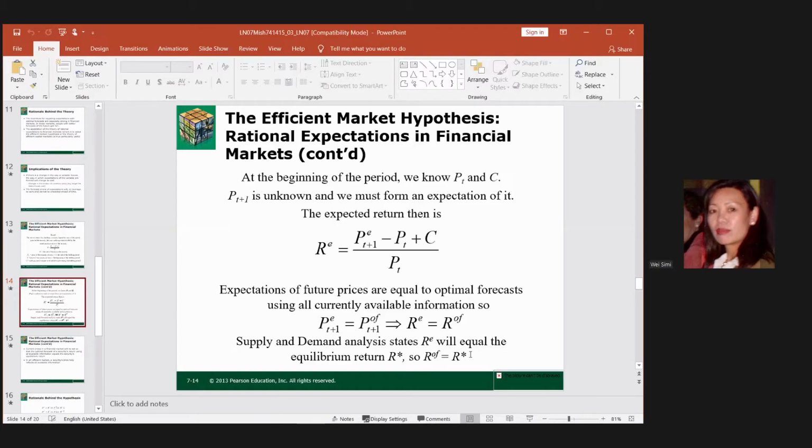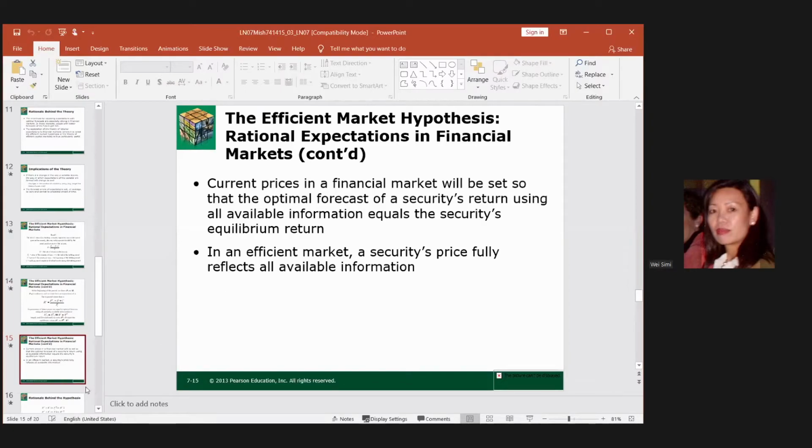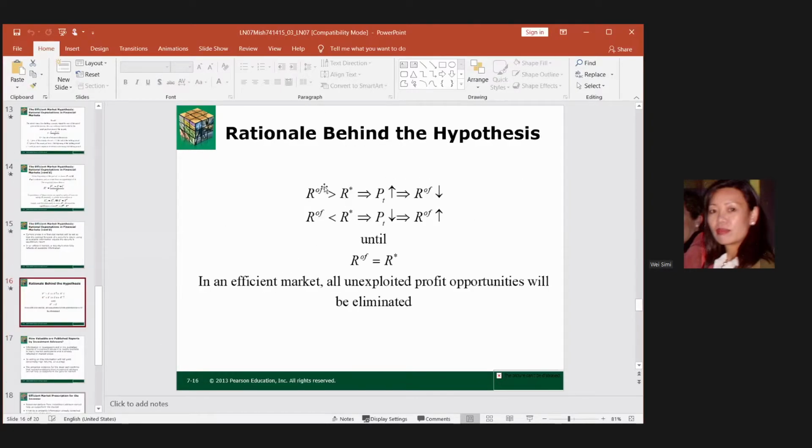But let's say why it is. What if not? Let's just leave this one for now and argue here. Let's say now they are equal. Remember, before we said they should be equal. So if they are equal, this is an important piece. If the optimal forecast return is, let's say, 20%, and the equivalent return is 18%, so the optimal forecast is higher than this, then what happens?